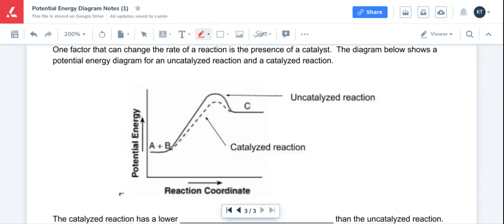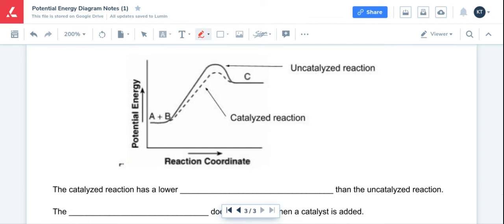And what you can see here in this potential energy diagram is a dotted line that represents the catalyzed reaction and a solid line that represents the uncatalyzed reaction. And you can see that the dotted line goes underneath the solid line. So our dotted line represents a lower activation energy, and our solid line is our normal reaction. So when you have a lower activation energy, the reaction will happen faster.